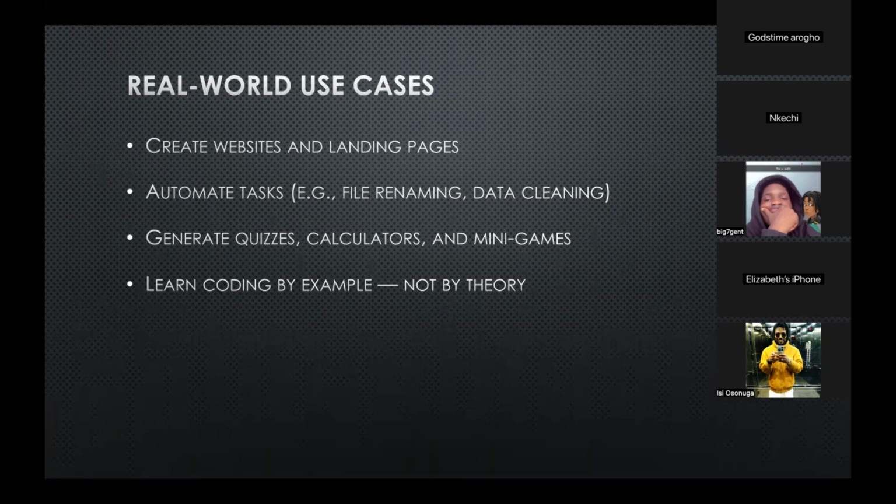This is actually a very big use case. Learn coding by example and not theory. You don't need to go through all those classes, come to coding class or register for coding school or programming school. You learn by example. The AI is guiding you. You also are guiding the AI because this is what you want. You want to create an application for this and that. You are guiding the AI. The AI is teaching you in return.